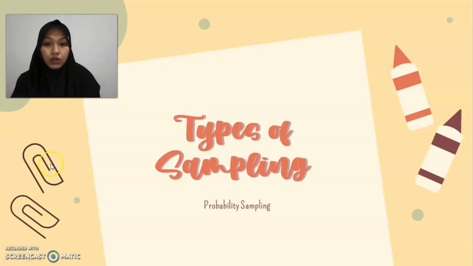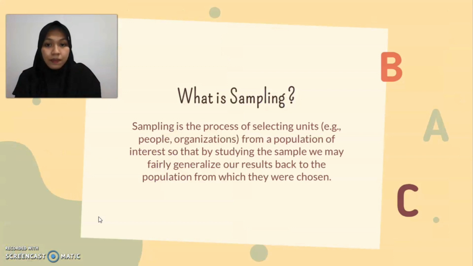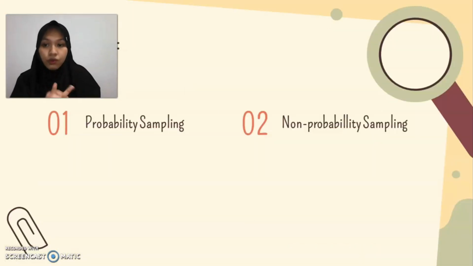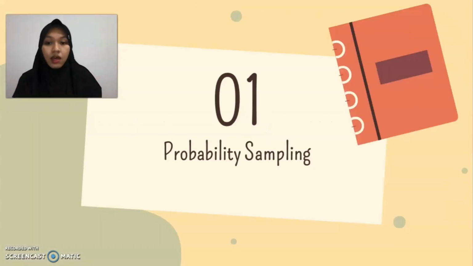Here I want to explain about types of sampling, especially probability sampling. So what is sampling? Sampling is the process of selecting units from a population of interest so that by studying the sample, we may fairly generalize our result back to the population from which they were chosen. Divided into two: first, probability sampling, and the second is non-probability sampling.